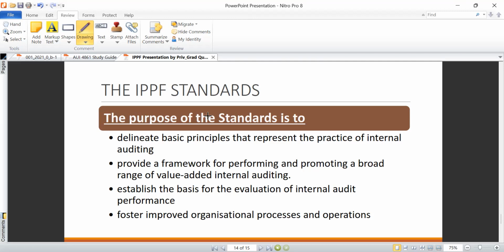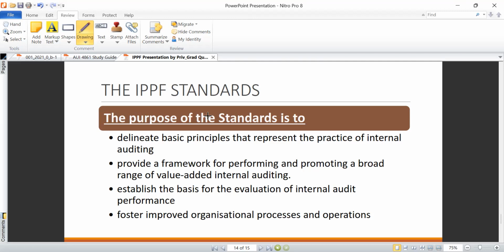Now there's the 3rd one, it's called implementation guides. No, actually it's called implementation standards. Now implementation standards, they elaborate further on what attribute standards really are. And similarly, they also elaborate in detail what could be represented by the performance standards. So that's what you see with implementation guidance.